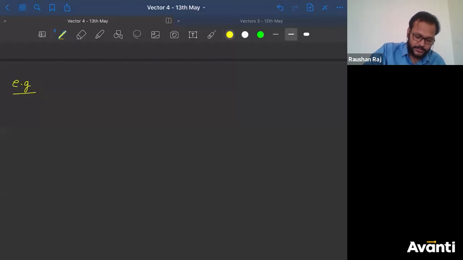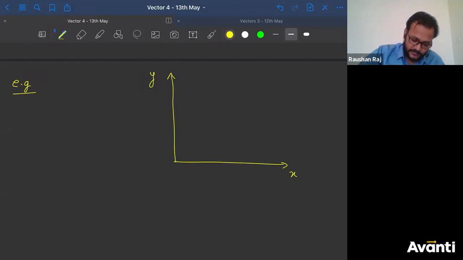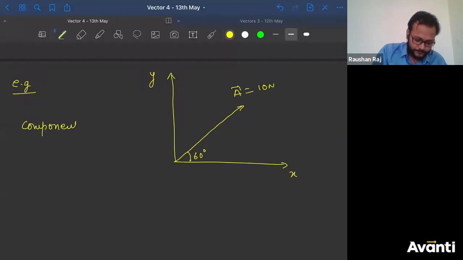देखो, मान लो ऐसा कुछ, x और y से मार्क करता हूं मैं. If this is y, this is x, and if this is vector A, and vector A is having magnitude of 10 Newton, and if this angle is 60 degree, so what is the component of vector A along x axis?